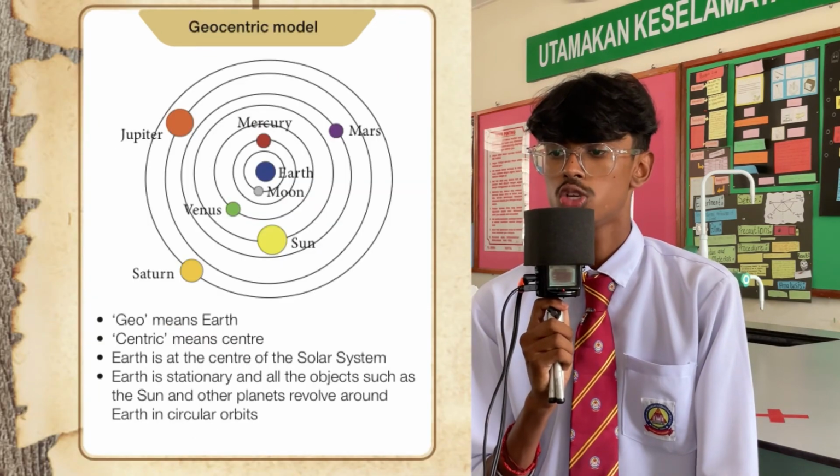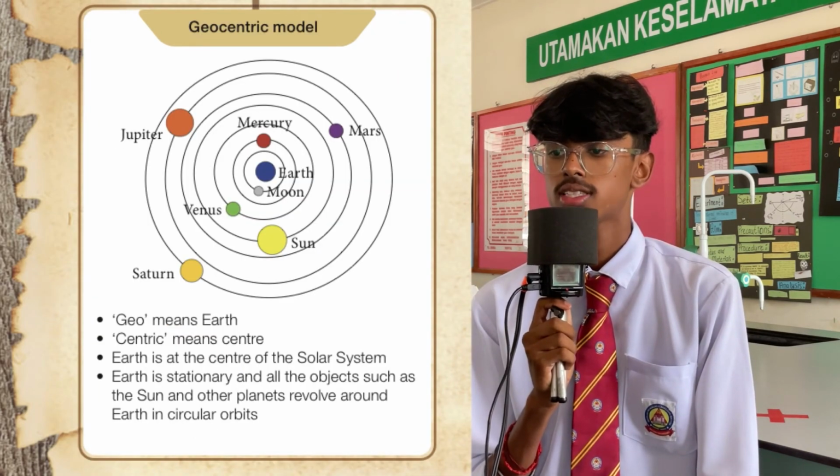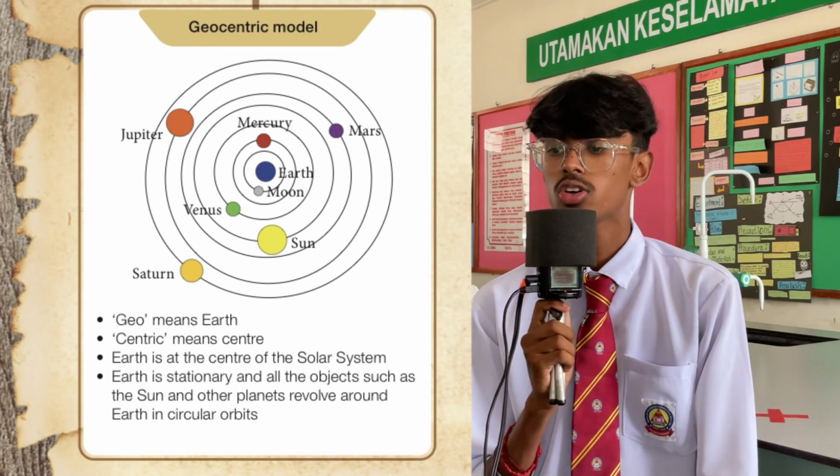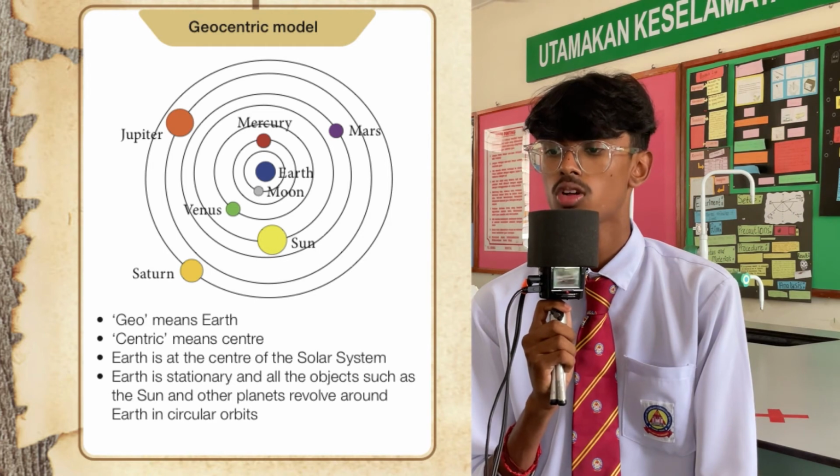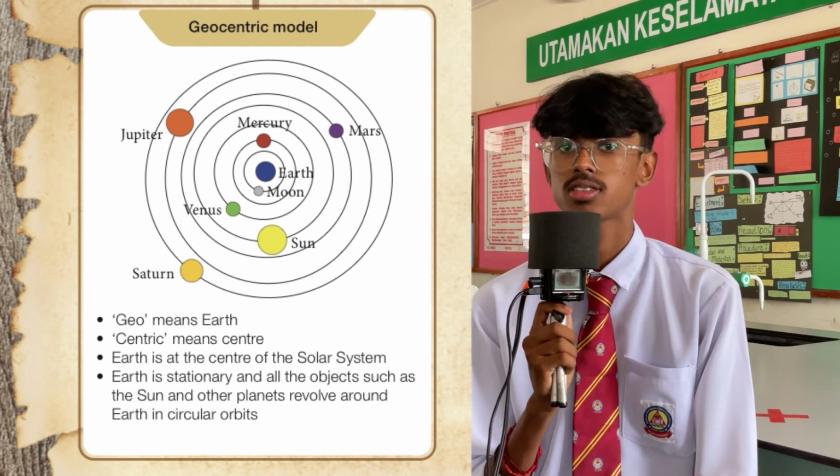Geocentric model: Jupiter, Saturn, Venus, Sun, Moon, Earth, Mercury, Mars. Geo means Earth. Centric means center. Earth is at the center of the solar system. Earth is stationary and objects such as the Sun and other planets revolve around Earth in circular orbits.